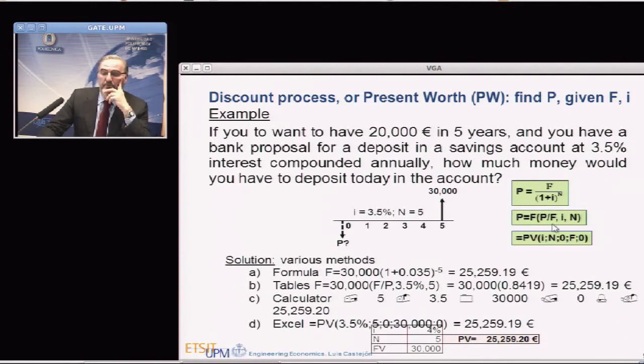You can use the tables, factors, and the third methodology, of course, your financial calculator, and the fourth method is the Excel. All the methodologies give the same result, which is 25,259.20 euros.